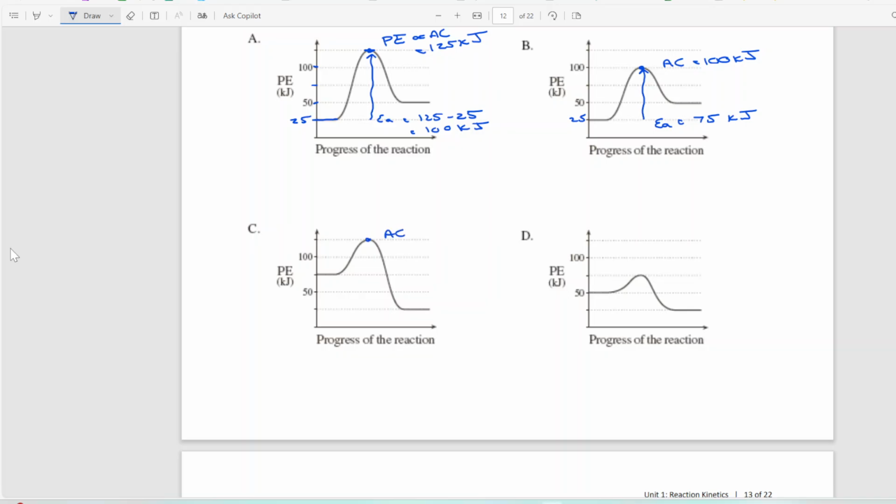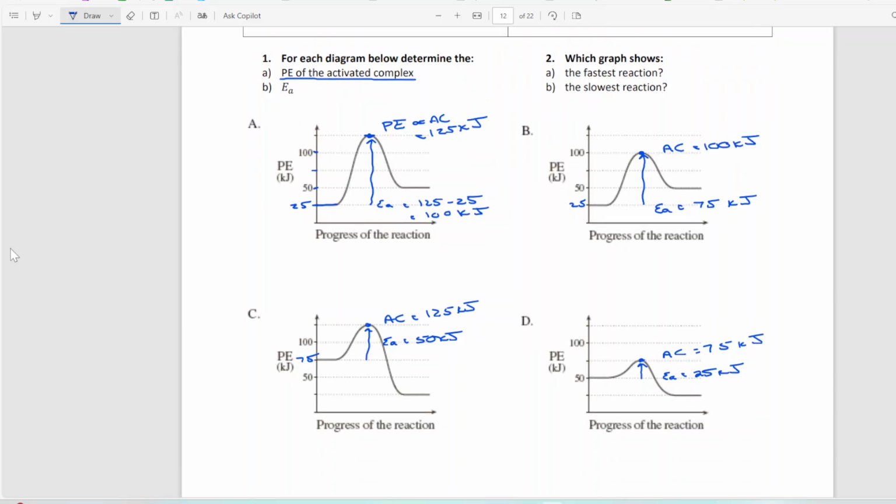So for this next one, the activated complex has an energy, just making sure my scales didn't change, of 125 kilojoules. And then my activation energy is going to be from 75 up to 125, so it's going to be 50 kilojoules. And then for this last one, my activated complex has an energy of 75 kilojoules, and my activation energy is going to be from 50 to 75, which is 25 kilojoules. Awesome. Moving on to part 2.